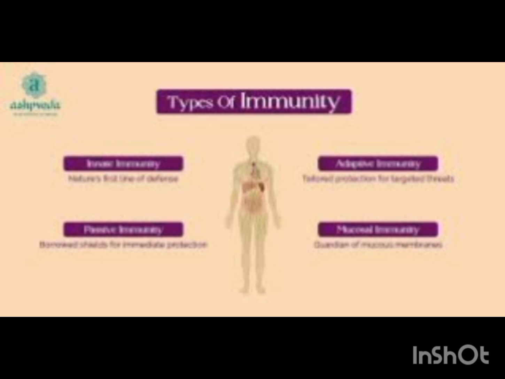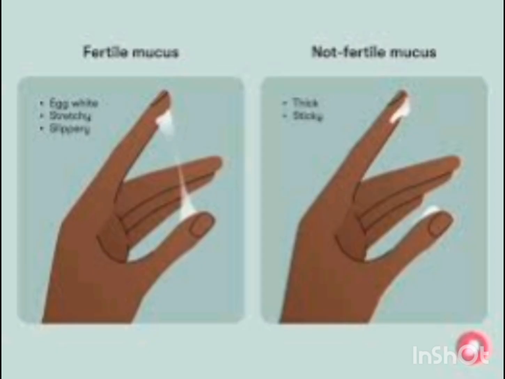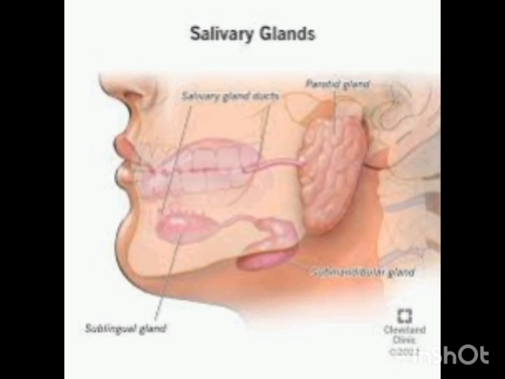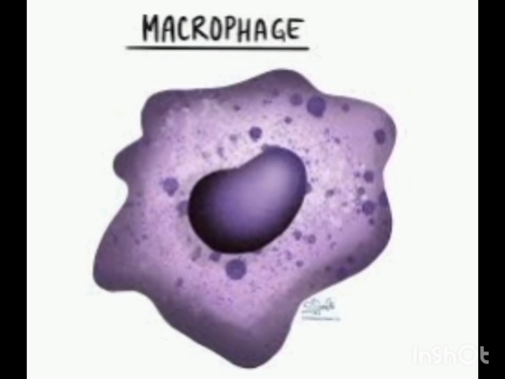Now I will explain the barriers of the immune system, starting with skin and mucosa forming the physical barriers, and hydrochloric acid, saliva and tears forming the physiological barriers of our body, which help to kill the diseases when they enter. Starting with the cellular barriers of our body, the neutrophils, macrophages and monocytes all form the cellular barriers.